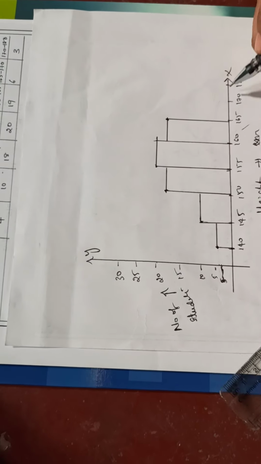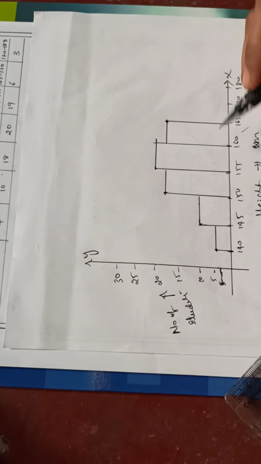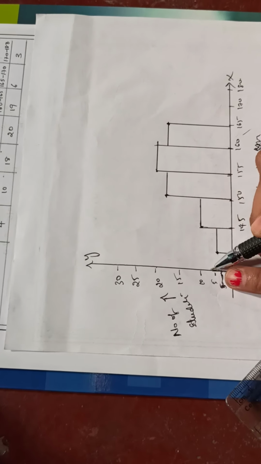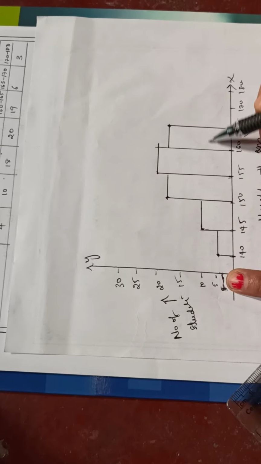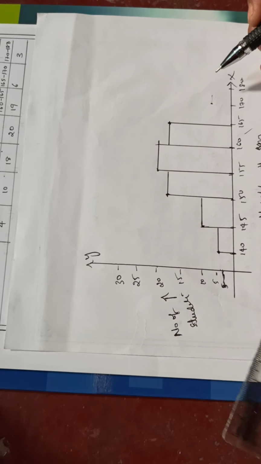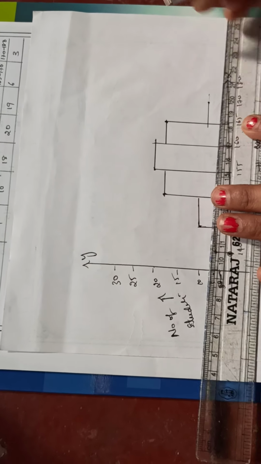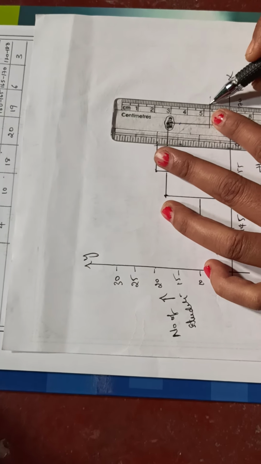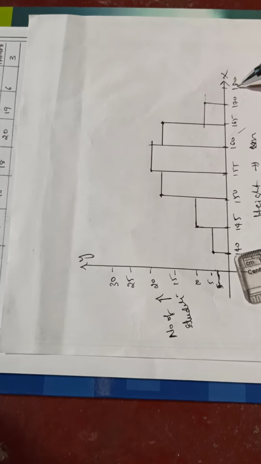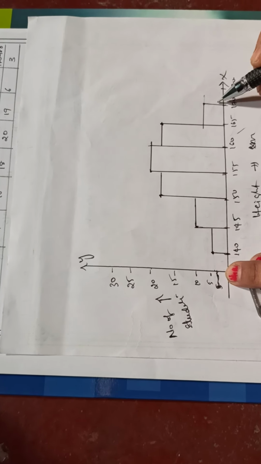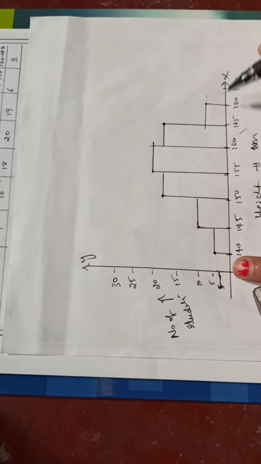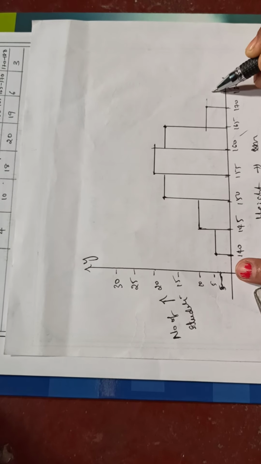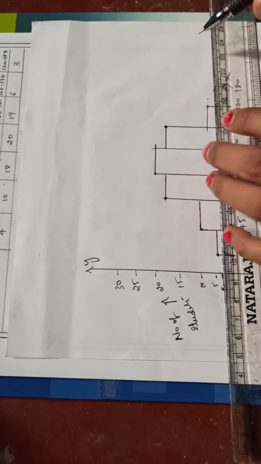And then from 165 to 170, so it's 6. 6 in the sense it will come above the 5 somewhere here. So I'm going to join this. And from 170 to 180 it's only 3. So 3 means let me take here. We'll mark it here. So let me join this also.